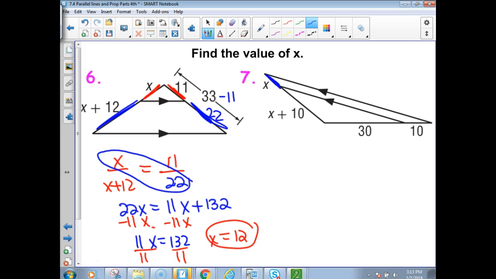All right, let's go this way. X to x plus 10. And then over here, what will we start with? So we start with x over x plus 10. How's it going to go on the other side? Some kids make the mistake of doing 30 over 10. It's not 30 over 10. It would be 10 over 30.